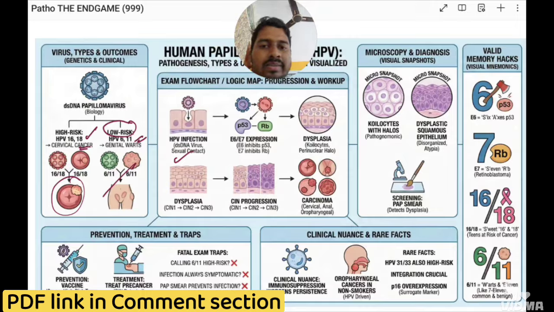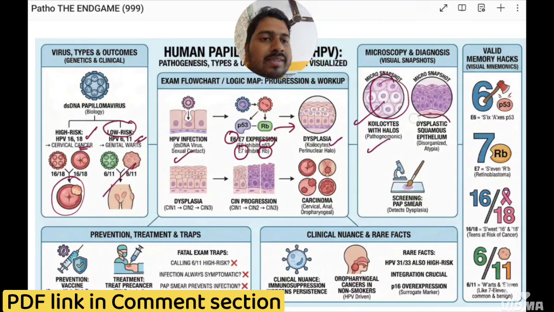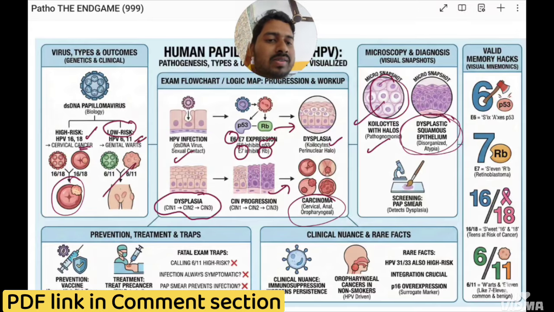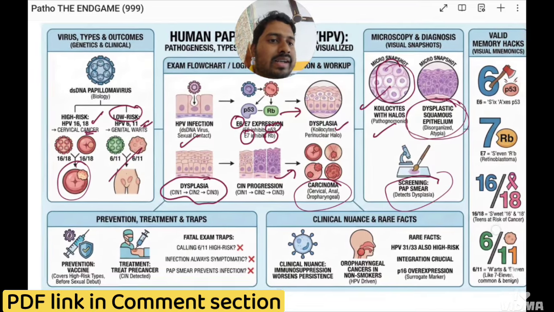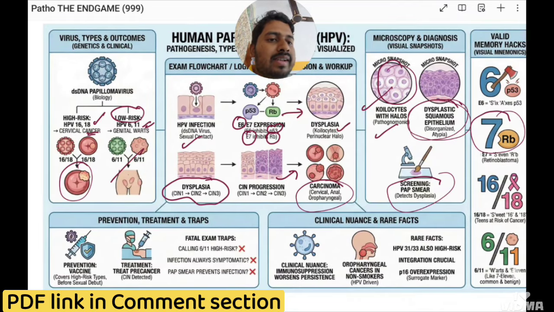Initially there are two expressions, that is E6 and E7. I told you how to remember also. E6 for P53, E7 for RB. We had discussed all this. This mutation causes it to undergo dysplasia. We'll see coilocytes. See here, coilocytes. We have seen this already, and it causes dysplastic squamous epithelium with atypia. So we call it CIN, cervical intraepithelial neoplasia, and then it progresses to carcinoma. So this is a gradual progression. Pap smear we used to detect. So E7 is for RB and E6 is for P53. You have to just remember that.